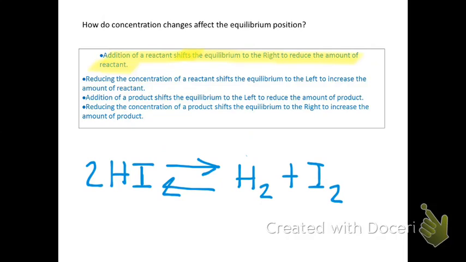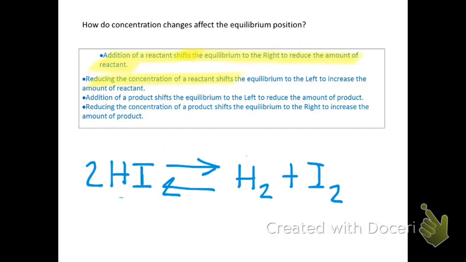Now, what would happen if I reduce the concentration of a reactant? Well, if I reduce the concentration, the reaction wants to do the opposite, so it wants to make more reactant. If I lose reactant, the reaction wants to make more of it. So if I remove HI, the reaction is going to shift to the left, essentially, to increase the amount of reactant. That means the reverse reaction is going to speed up and go faster to make more HI. Alright, kind of seeing how that works?